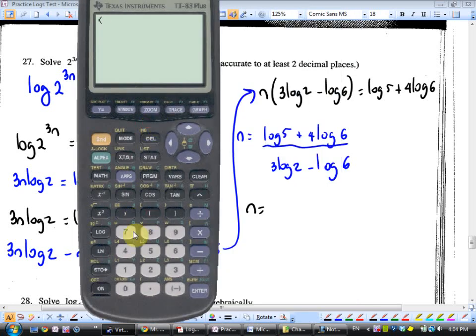Bracket, log 5, close bracket, plus 4 log 6, close off the log, close off the bracket, divided by, open bracket, 3 log 2, close off the log, minus log 6, close off the log, close off the bracket. You get 30.51?